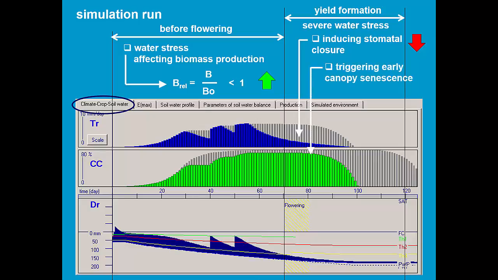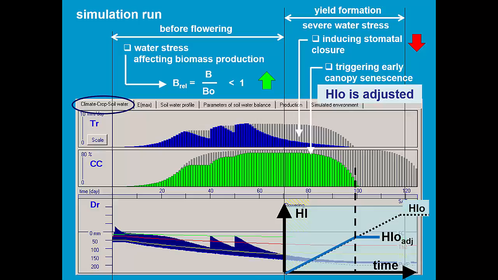Additionally, the severe water stress triggered early canopy senescence. As such, the reference harvest index could not be reached, and the reference harvest index needs to be adjusted as well. This is explained in this graph, which shows the growth of the harvest index starting from flowering, heading to its reference value. However, due to insufficient green canopy cover, the increase of the harvest index stopped, and we have an adjusted reference harvest index.